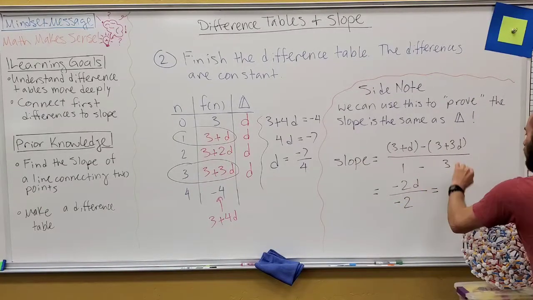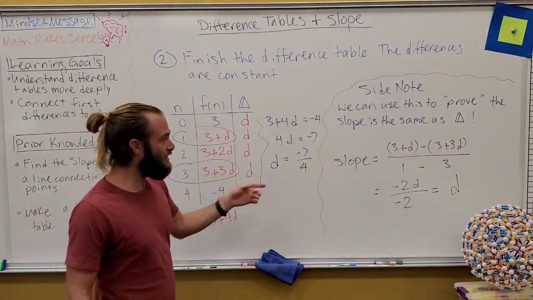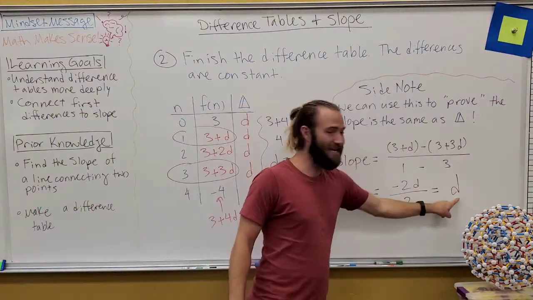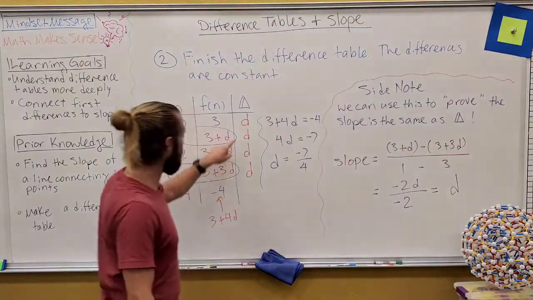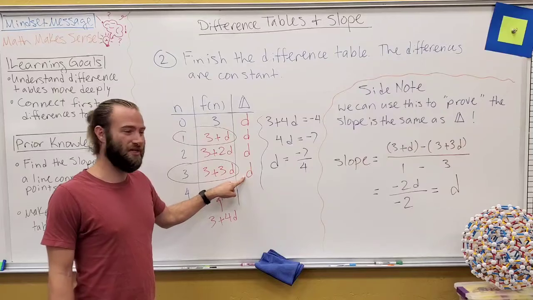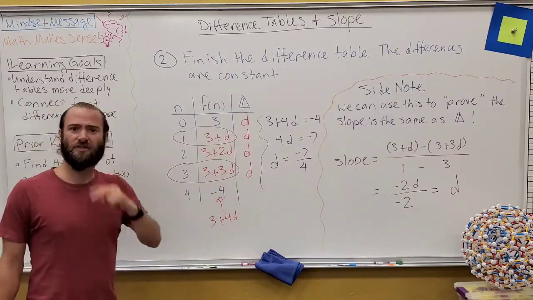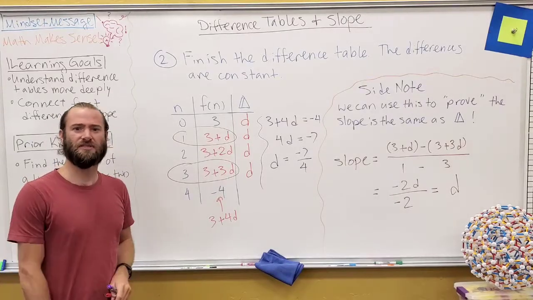And guess what? Voila! Those negative 2's cancel out, and we can see that we calculated the slope is exactly d. And of course, whatever that constant difference is, that's our slope, like we said before. So that's kind of cool. Let's move on to just 2 other examples, and then we'll be finished with this lesson for today.